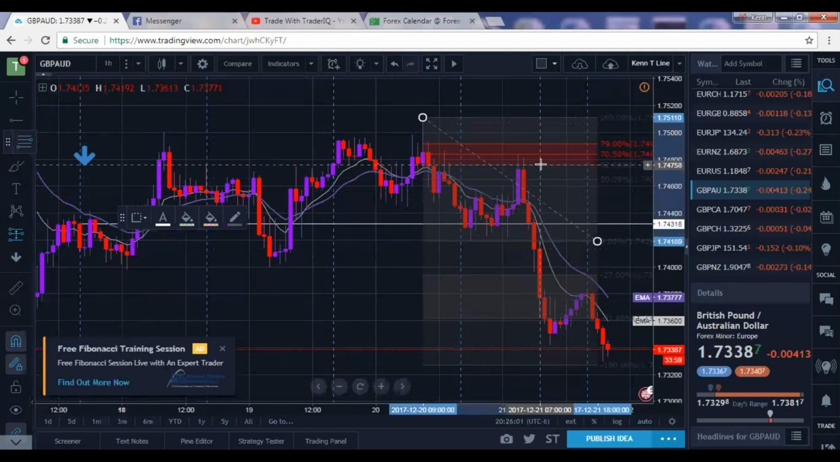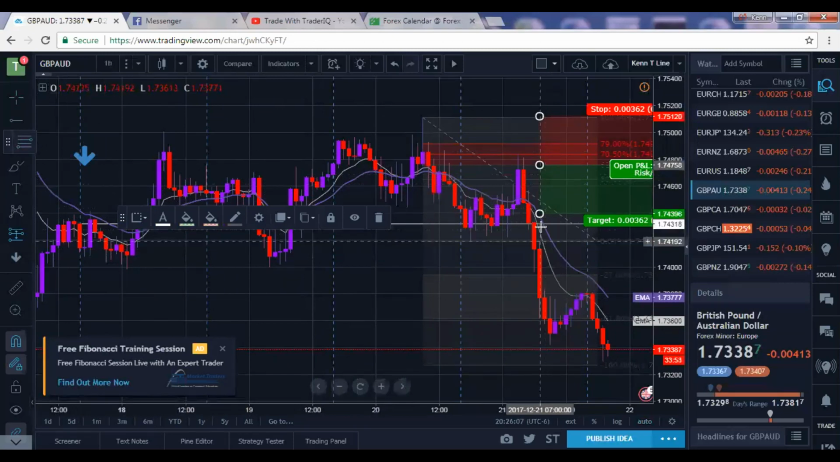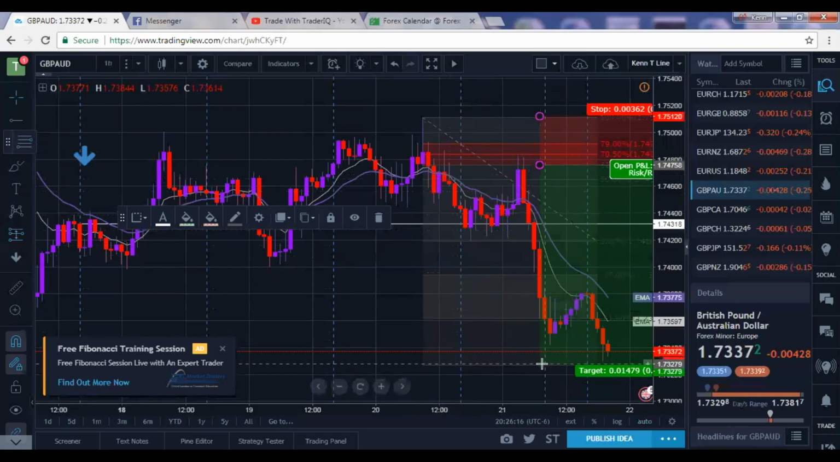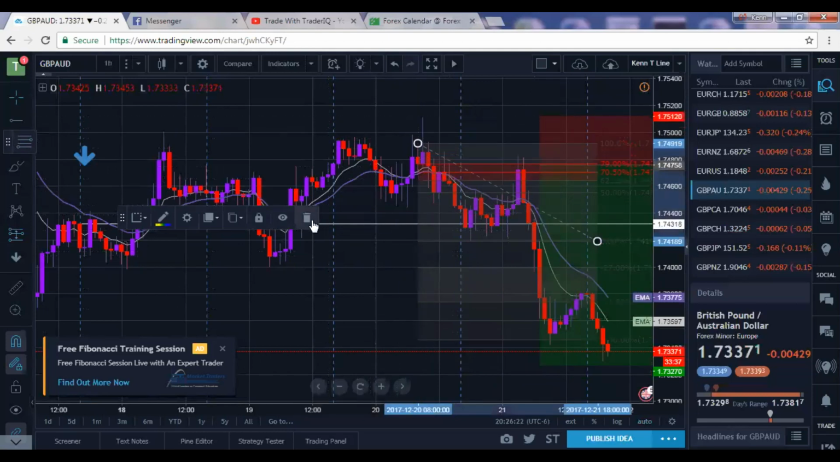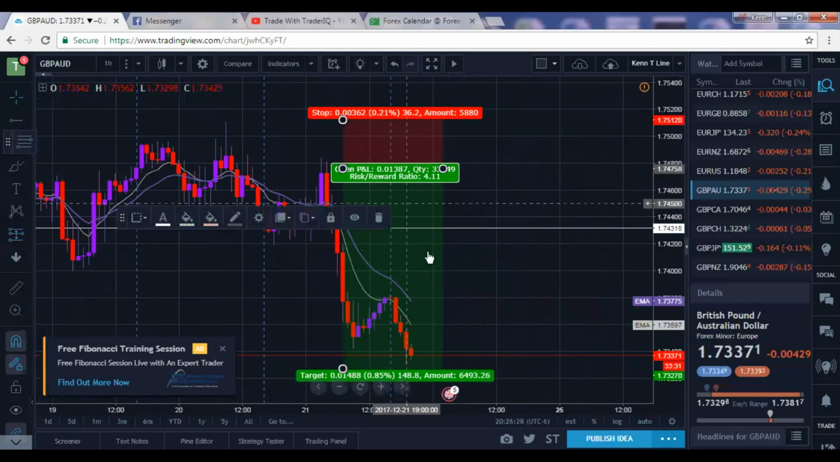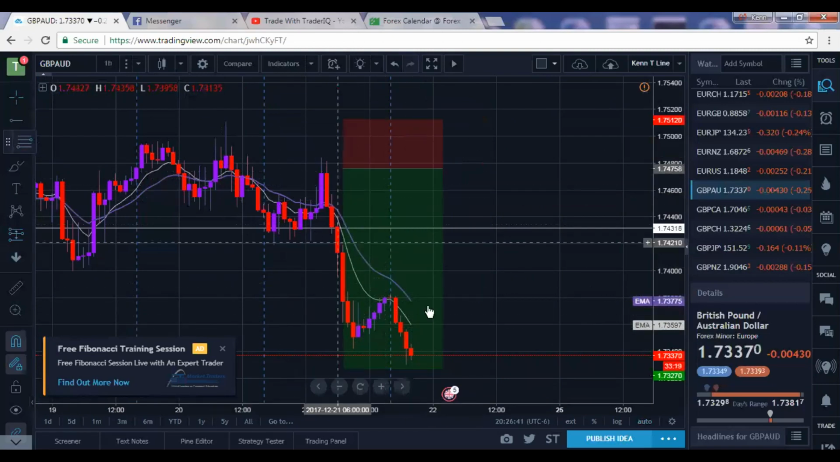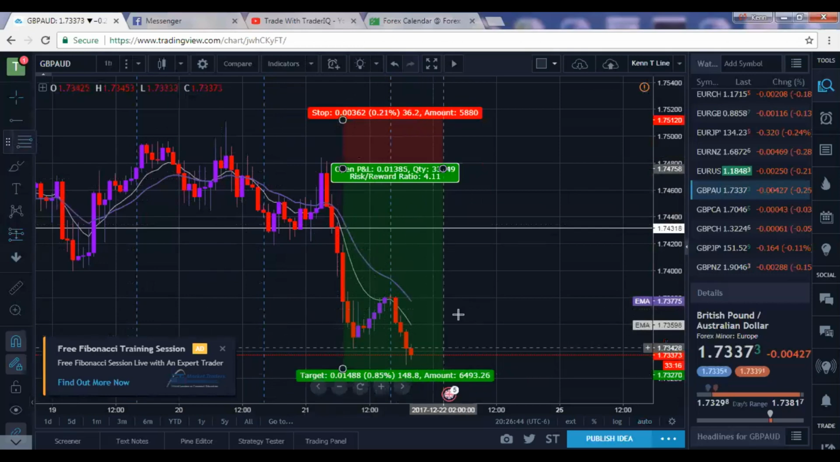Okay, so we'll put your entry right around the 62. That's your target or your stop loss, and you'll be targeting the 200% level, which is right around there. So as you can see, you're going to have about a 4-to-1 trade, stop loss 36 pips, and you're going to be targeting about 148 pips. So that's a good example, and it's not there yet, but I'm pretty sure we're going to hit it.